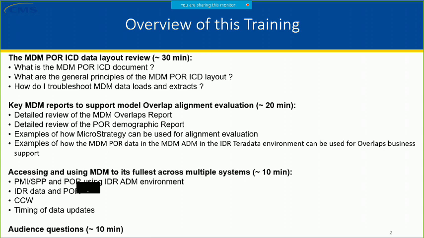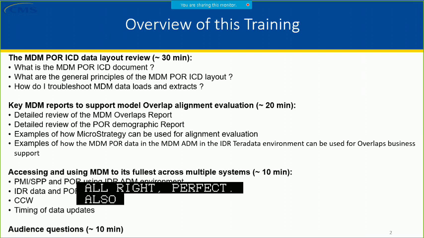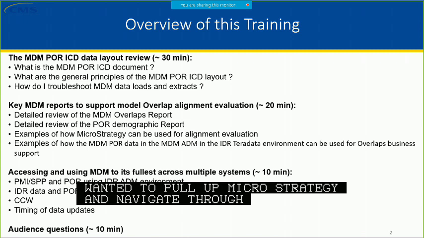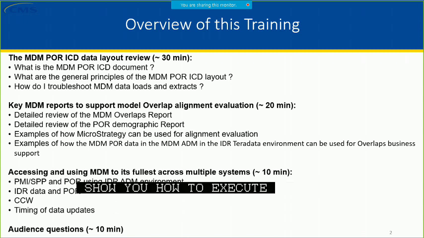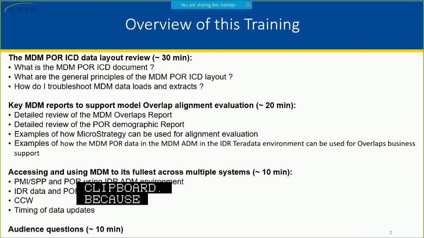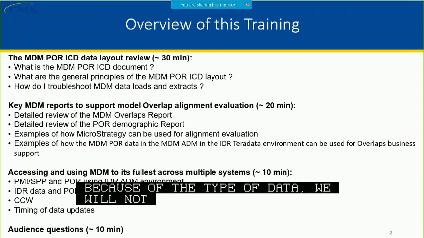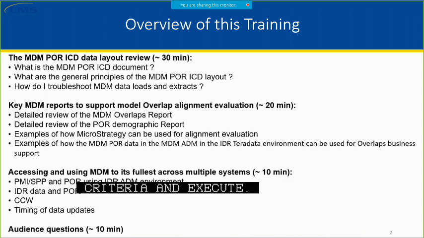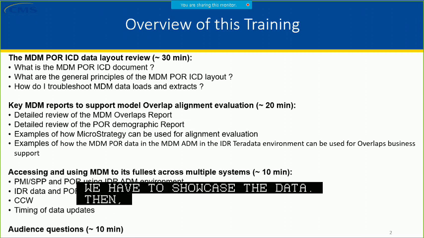We also want to pull up MicroStrategy, navigate through it, and show you how to execute a report. Because our data has PII and PHI, we won't be able to show the data, but we can show you up until the point where you select the criteria and hit execute. Then we can pull up some Excel spreadsheets to showcase the data. The POR data is also made available in other environments like IDR and CCW. We'll talk about that a little, and then open up the board for questions.